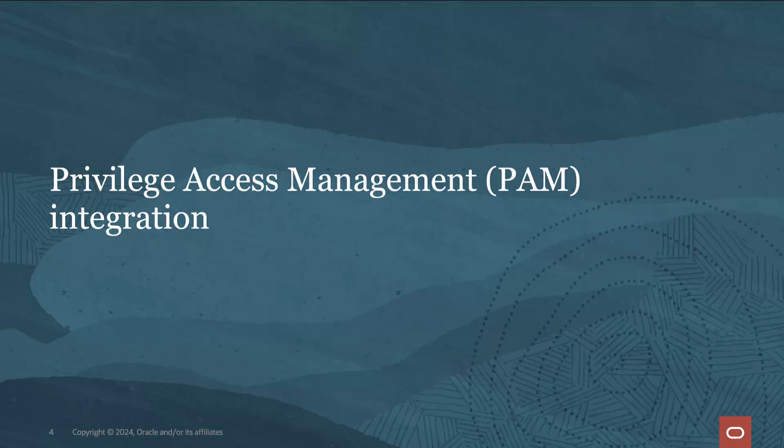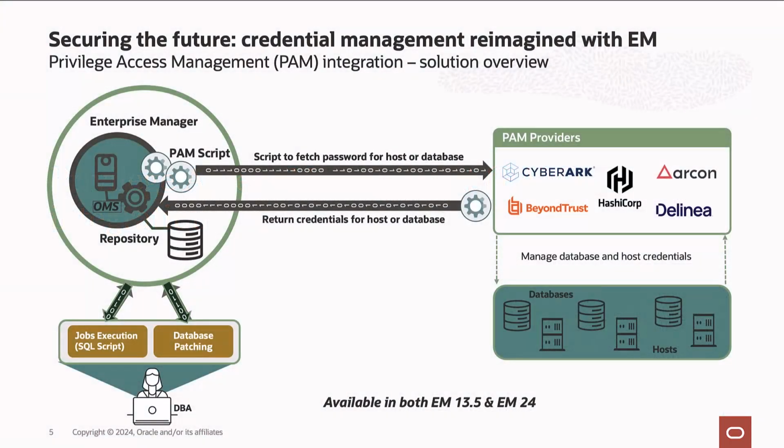Let's begin with our first topic, Privileged Access Management Integration. Privileged Access Management (PAM) allows to set policies and processes to control and monitor access to critical systems, applications, and data. It aims to reduce the risk of insider threats and external attacks by granting privileged access only to authorized users and monitoring their activities.